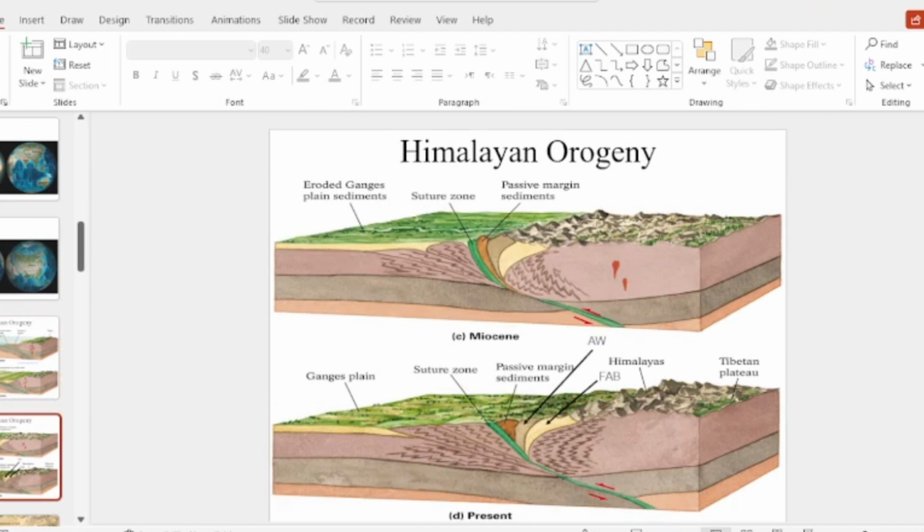The Himalayas are formed, and the paleo-margin sediments are there. There are highly metamorphosed rocks, suture zones, and the Ganges plain. But this was the Tibetan Plateau, which is the maximum cover right now.